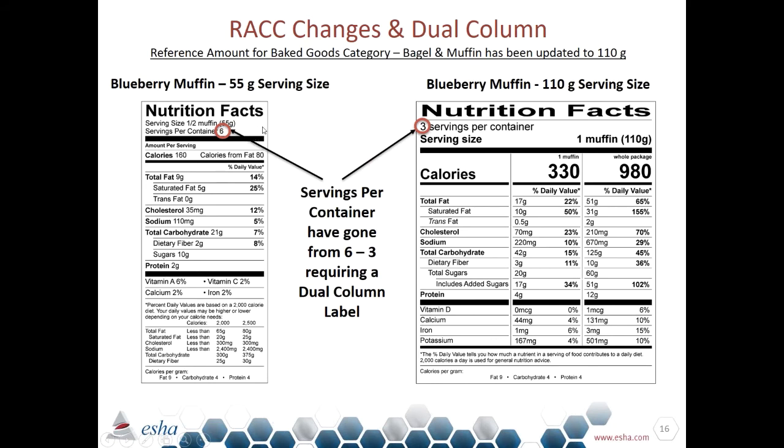So you really have to think about when you're transitioning your products from the old to the new label, if dual column is something that you need to take into account. RACC changes might be something that cause that. So I suggest looking through the FDA RACC table, identifying all the categories that you work within, and understanding if any of those have been updated. Once you get that base down, you would want to adjust your serving size as necessary, and we can see if from that a dual column label might be required.